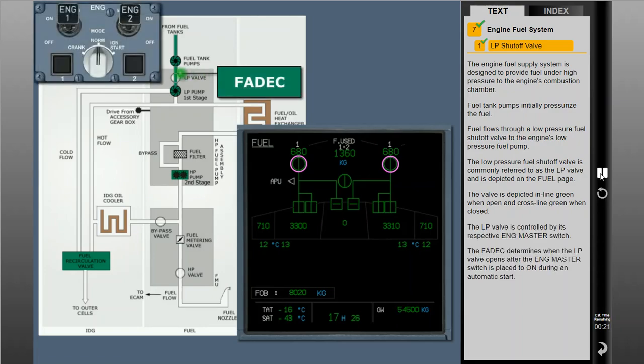The FADEC determines when the LP valve opens after the engine master switch is placed to on during an automatic start. For normal engine shutdown, the engine master switch is placed off and the LP valve is promptly closed by the engine's FADEC.